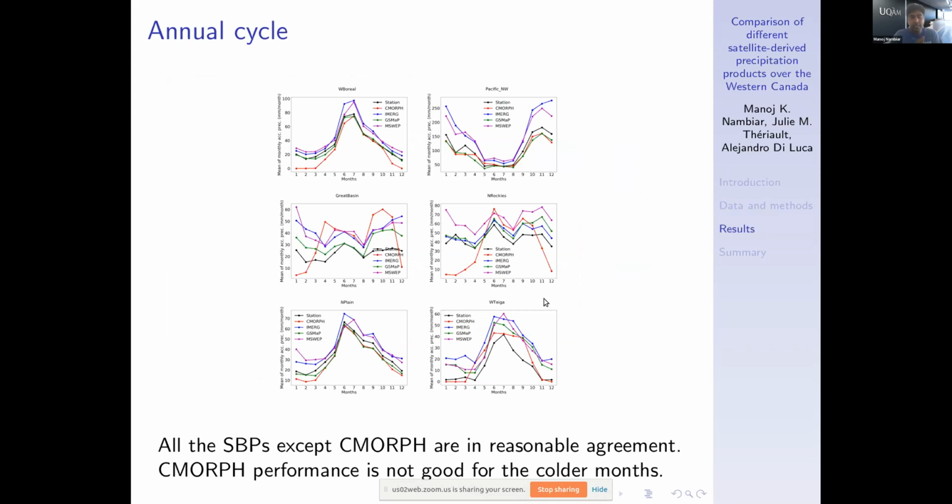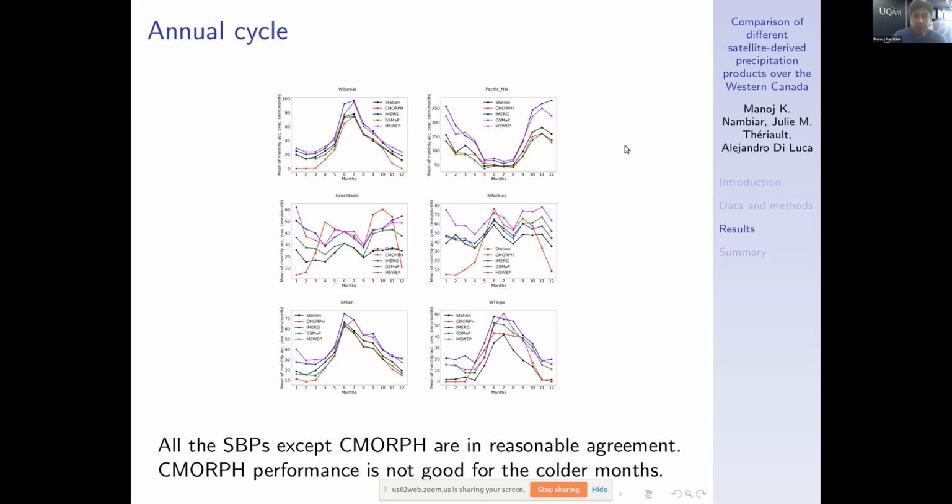This is the annual cycle of the mean monthly accumulated precipitation against each month. We have approximately 7 years of data, and these are for different regions: West Boreal, Pacific Northwest, Great Basin, North Rockies, North Plain, and West Taiga. What we can see in all the diagrams is that all the satellite products are comparable to the black one, which is the station data, except for CMORPH in the winter. In summer months, all have similar performance. But in the winter, CMORPH performance is not good, except for the Pacific Northwest, because CMORPH has some difficulty observing solid precipitation and weak precipitation.